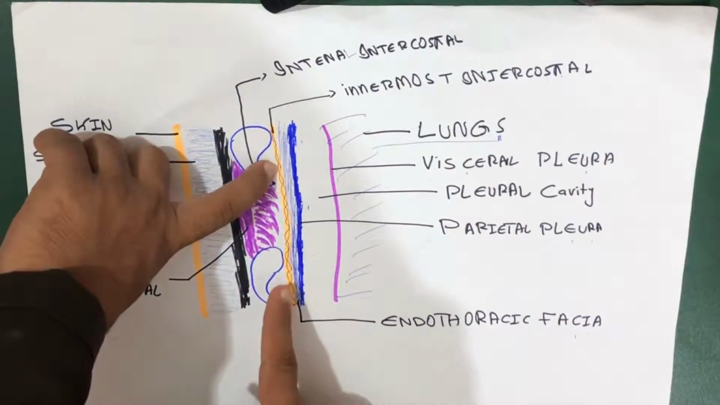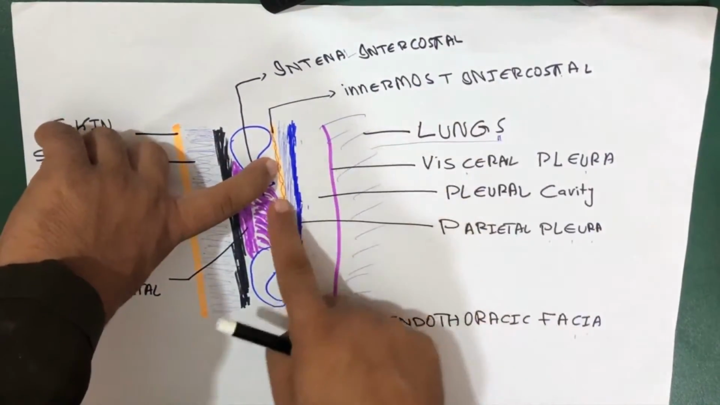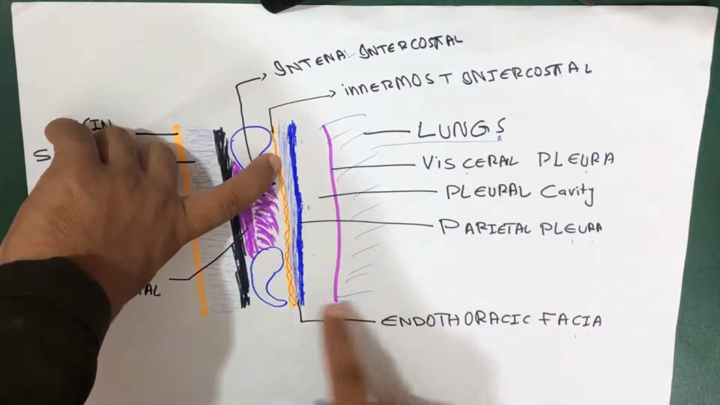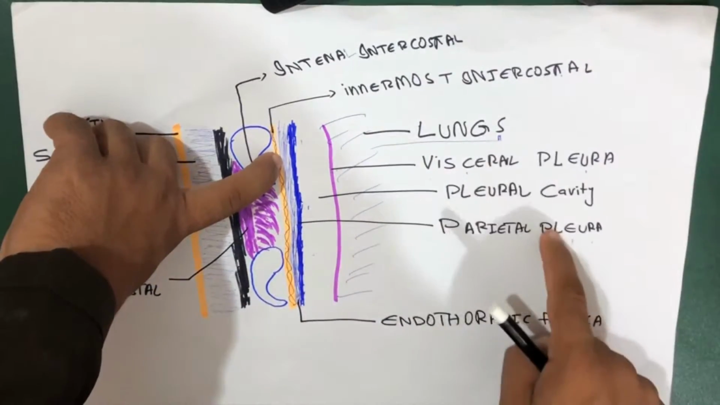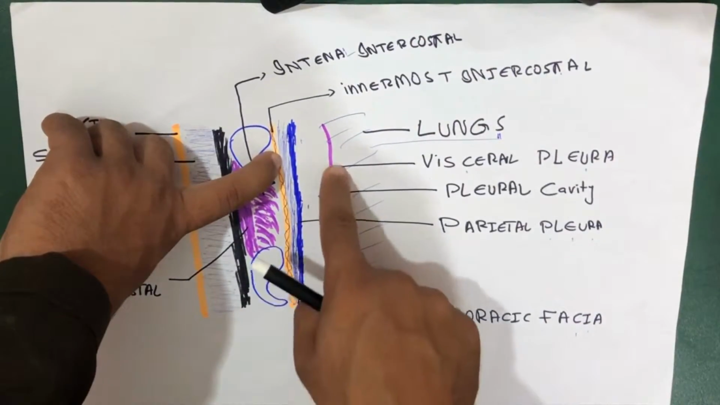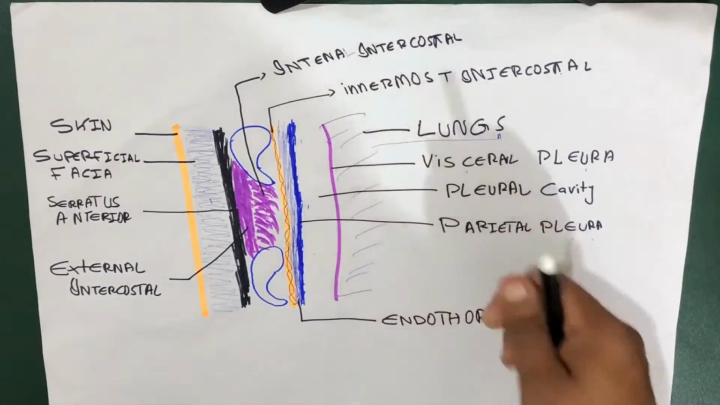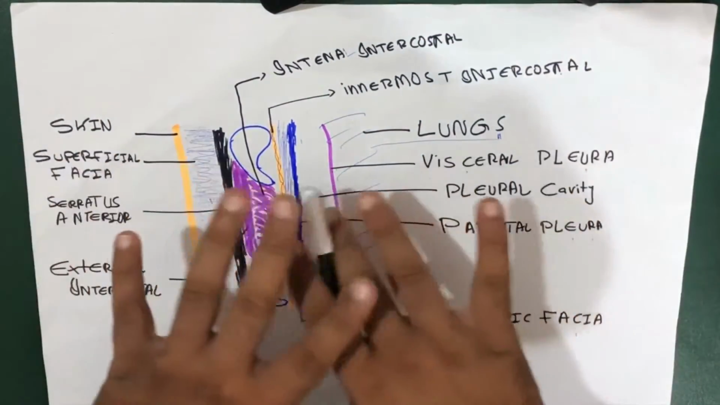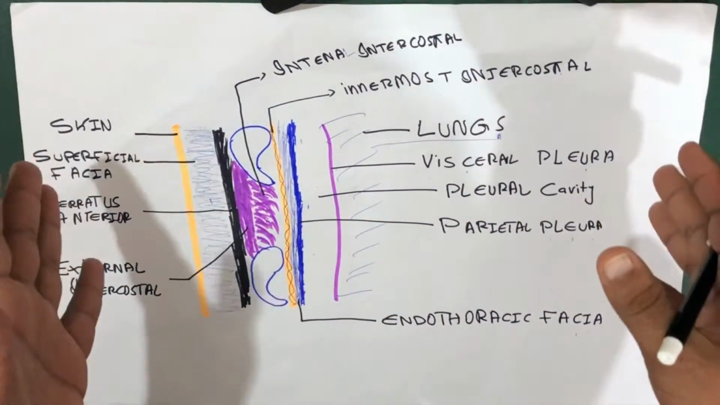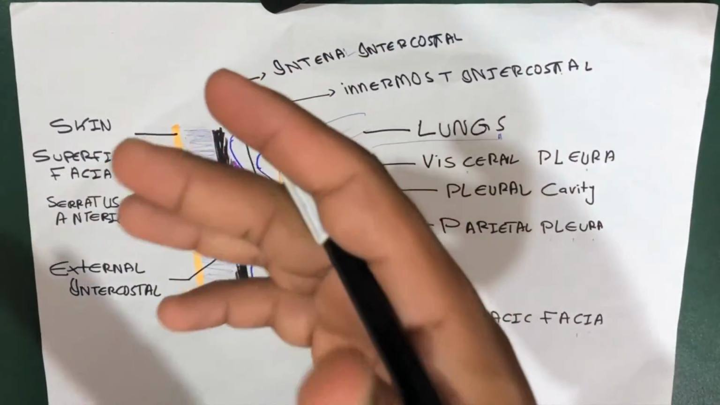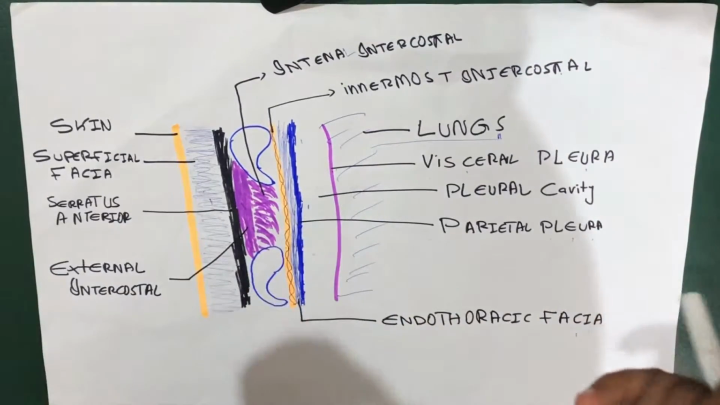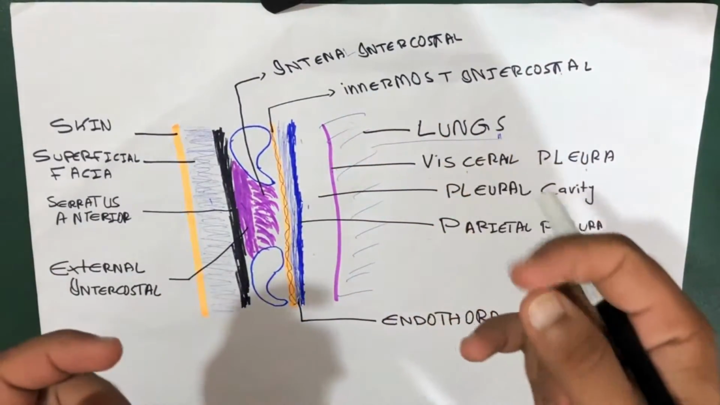Then anterior to the innermost intercostal we have got endothoracic fascia, and anterior to that we have got parietal pleura, then the pleural cavity, then the visceral pleura, and finally the lungs. So this is an easy diagram to understand. It's necessary to understand so you could understand the other 3D form. Let's move to that software first.